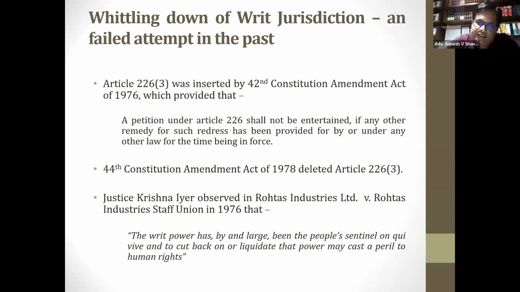Justice Krishna Iyer, in the same context, in the case of Rohtas Industries and Rohtas Industrial Staff Union, way back in 1976, used this quote, which I liked, and which has been used repeatedly in various judgments by other high courts and the Supreme Court also. The writ power has, by and large, been the people's sentinel on qui vive, and to cut back or liquidate that power may cast a peril on human rights.